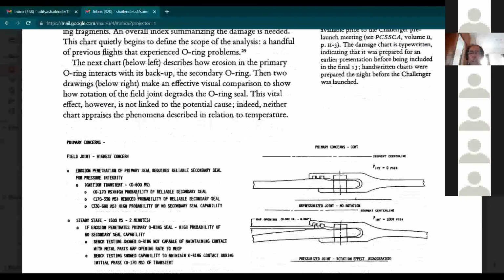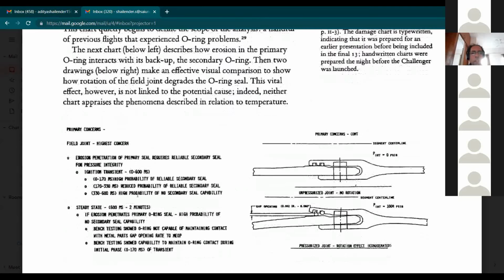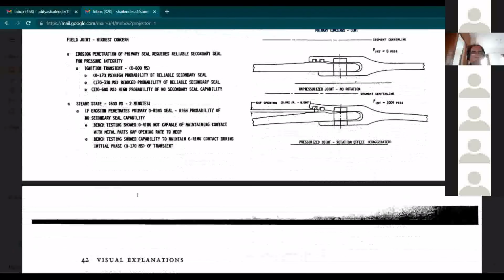There's a figure that shows when the O-ring may not function. Again, it doesn't actually get into temperature, but it says how erosion in the O-ring interacts with an erosion in a separate O-ring that's attached to it. Again, there's no mention of temperature.